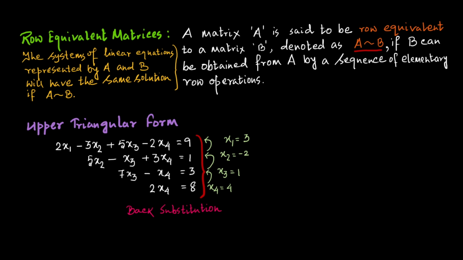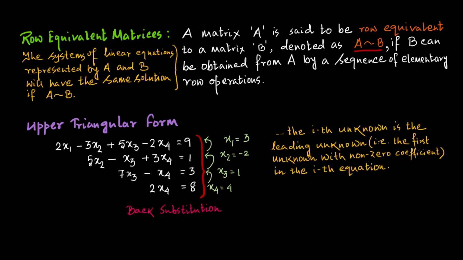So upper triangular form can be defined as the form of system of linear equations where the ith unknown is the leading unknown, that is the first unknown with non-zero coefficient in the ith equation. In this system of linear simultaneous equations, for example, you can see that the first unknown, that is x1, is the leading unknown in the first equation.